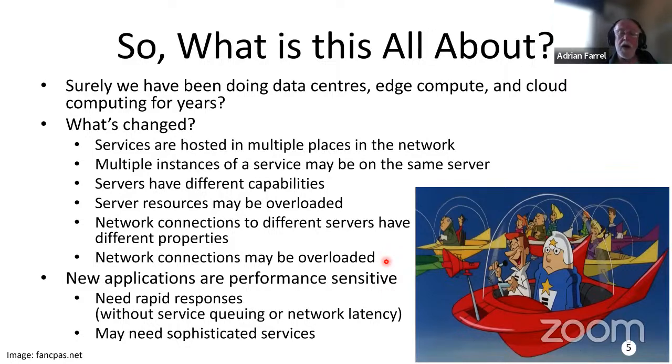And then the network connectivity to those servers may be different, may have different properties. Some connections may be high bandwidth, some of them may be super low latency. But as demand changes in the network, so those network connections may become overloaded. And then what I think is really driving all this is that new applications are particularly performance sensitive, and they may need rapid responses without queuing or network latency, and they may need sophisticated services to be delivered for them, things that can only be achieved on particularly high capability servers.